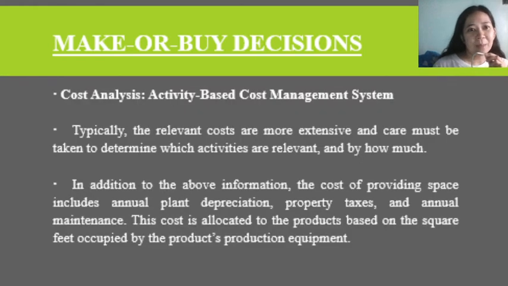Now, cost analysis for an activity-based cost management system. Typically, the relevant costs are more extensive, and extra care must be taken to determine which are relevant and how much. In addition to the information that we have provided, the cost of providing space includes annual plant depreciation, property taxes, and annual maintenance. These costs are allocated to products based on the square feet occupied by the product's production equipment. This is if we are following an activity-based cost management system.